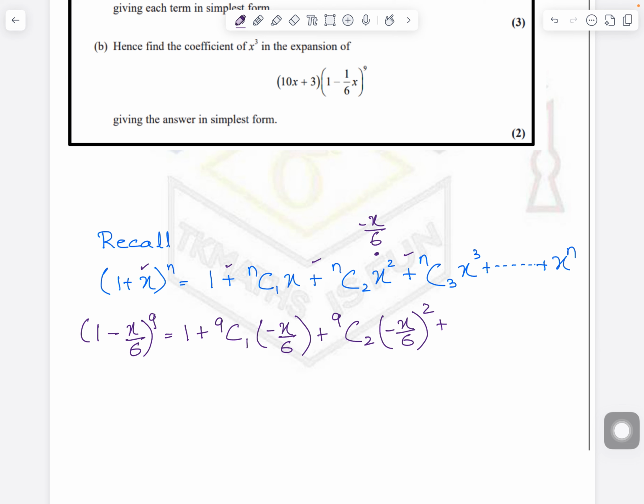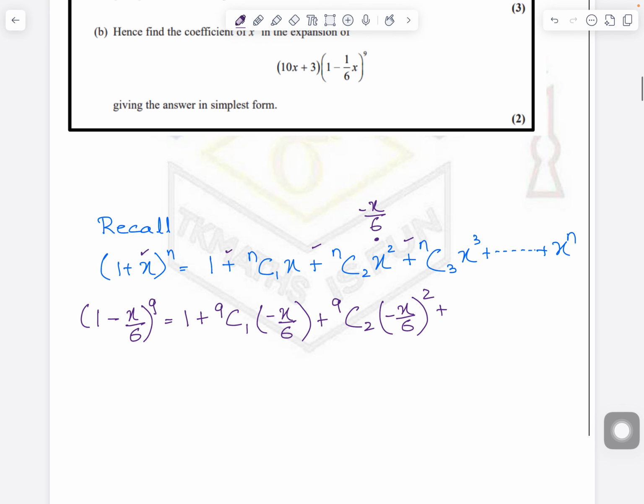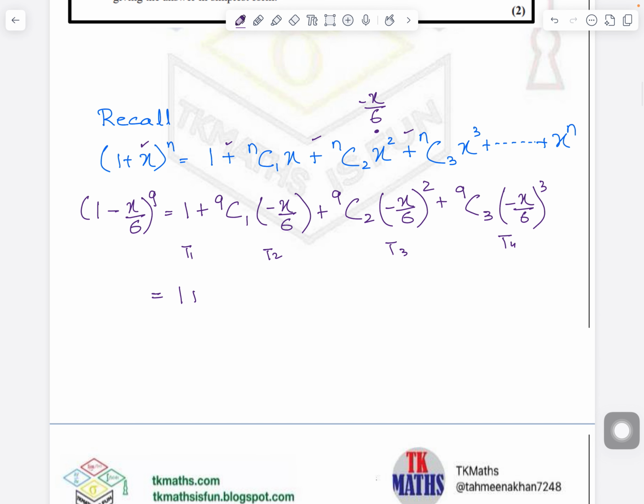Because the question's requirement is only the first 4 terms, so we will write only 4 terms. Okay, so you can see this is term 1, term 2, term 3, and term 4. Now pick up the calculator. I'm just writing the numbers, seeing the calculator. 9C2 is 36. When you have even power, negative number becomes positive. So I'm writing here plus.